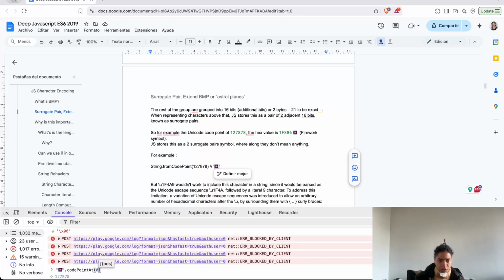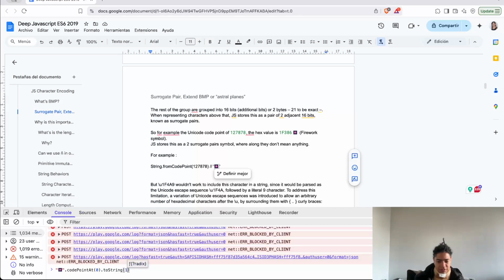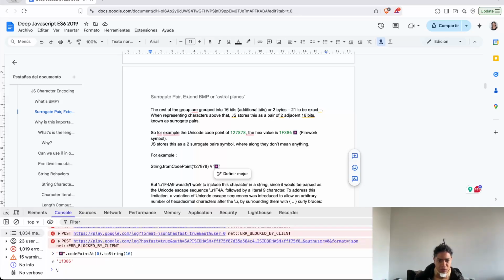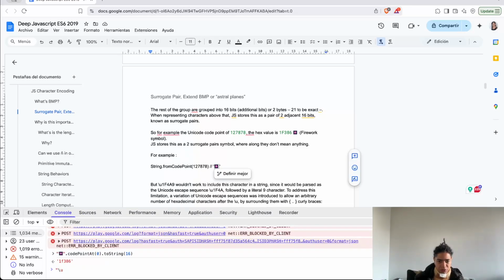So in other words, if we do this and then transform that into a string with hexadecimal, we get this value. If we want to escape this character using Unicode and try to render that, EF386, it actually renders our firework correctly, right? But the question is, what does it mean with the other one?